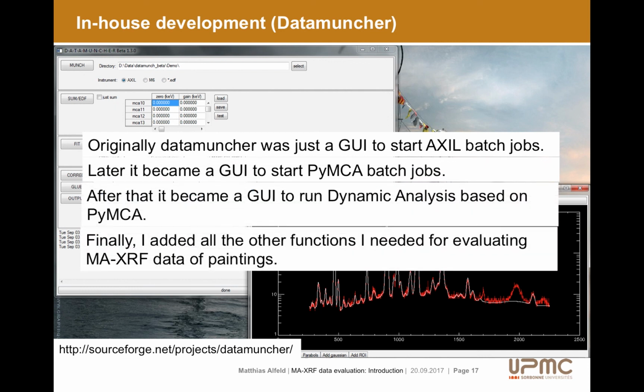So, originally Data Muncher was just a graphical user interface to start Axial batch jobs. Then it became a graphical user interface also to start PyMCA batch jobs. After that, it became a graphical user interface to run dynamic analysis based on PyMCA fit profiles. And finally, I added other functions I needed for the evaluation of scanning MA-XRF data of paintings. And all this is integrated there and available as open source. You see it down there. You can download it, install it, and use it.